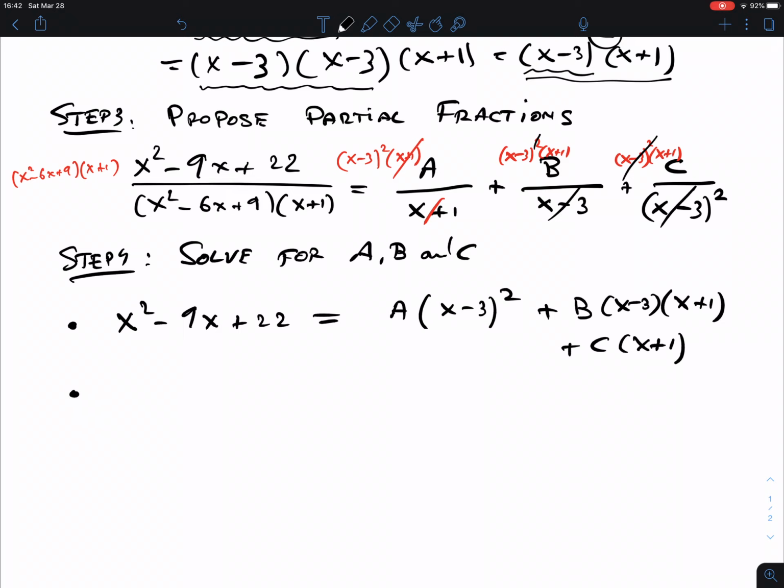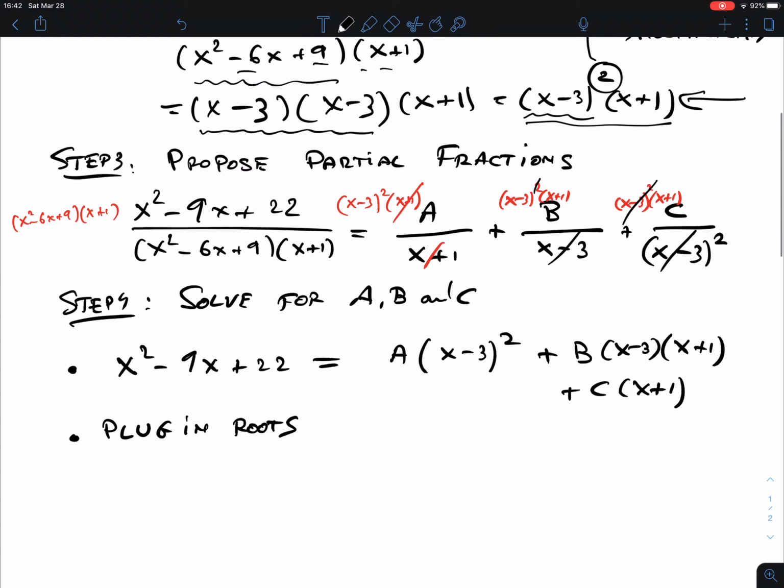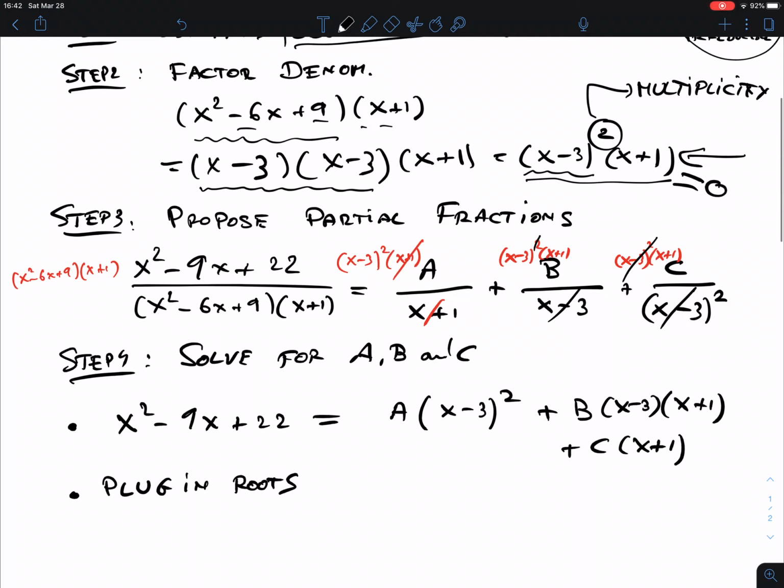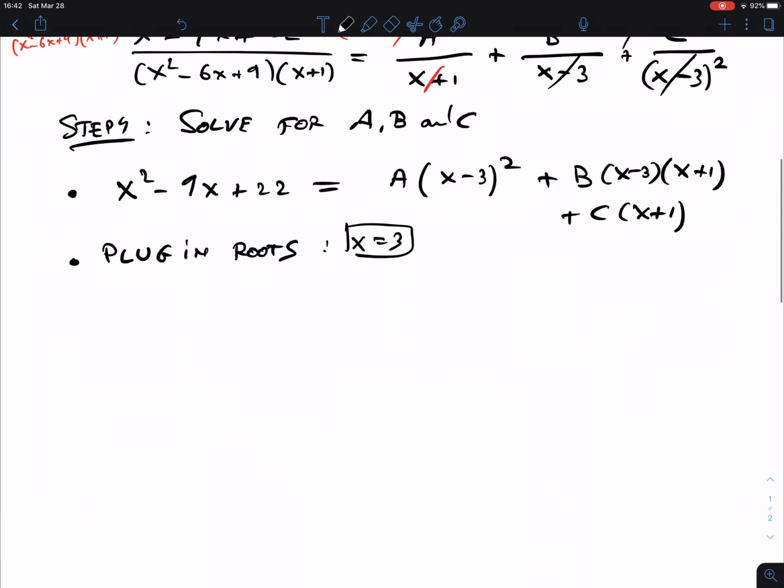The second thing is plug in roots. Roots of what? Always about the denominator. We're always talking about this guy. And of course, how do you find the roots? Well, you put this equal to 0. And then by the zero product property, either this term is 0 or this term is 0. So the roots here are x is 3. That's for this term. And for this term, of course, the root is x is negative 1. Okay, so plug in. What does it mean? Plug in where? In this equation.